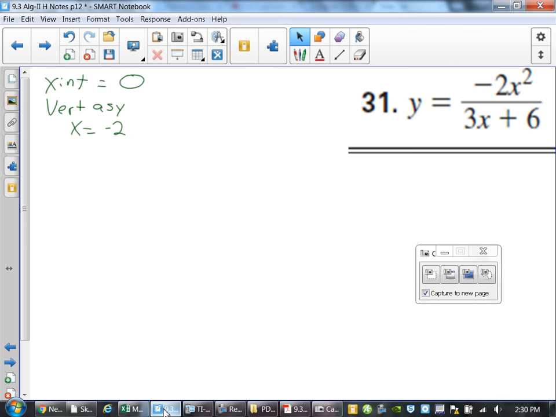Horizontal asymptote: none. The top degree is bigger than the bottom degree, but only by 1, so we're going to have a slant asymptote. So we check our slant asymptote, make sure you throw a placeholder in. 3x plus 6 into -2x squared plus 0x plus 0. How do I turn a 3 into a -2? -2/3 x. Very good.